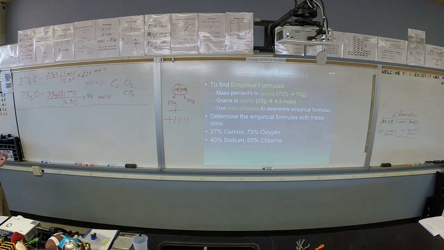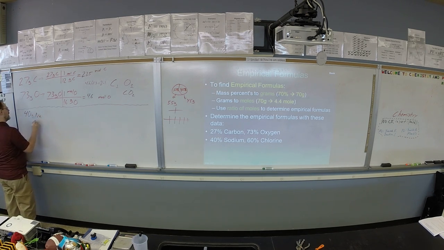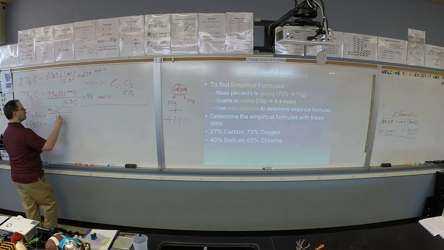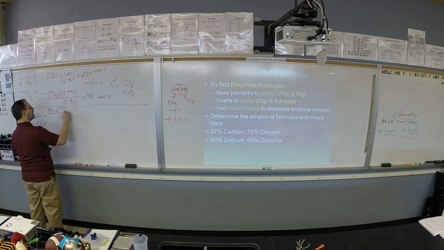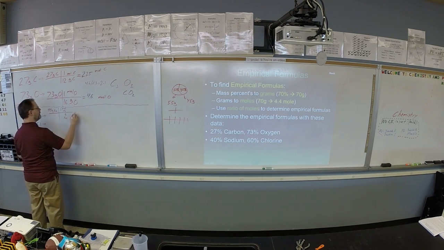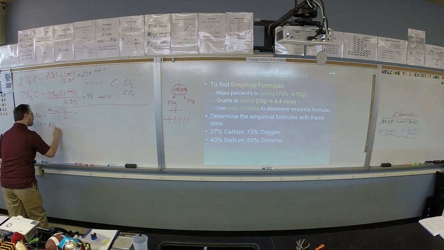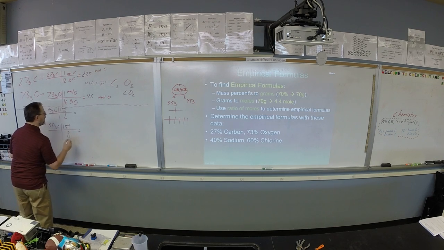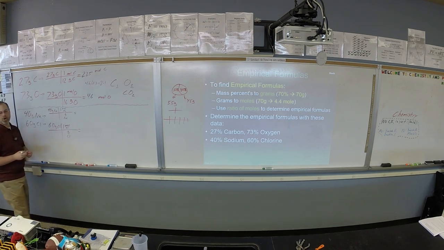40% sodium and 60% chlorine. So we're going to convert that into 40 grams of sodium and 60 grams of chlorine. Do our T-chart. 40 grams of sodium, 1 mole of sodium is going to be so many grams of sodium. And 60 grams of chlorine, 1 mole of chlorine will be so many grams of chlorine, and then we can solve for the moles. So I'll pause right there to let you catch up.